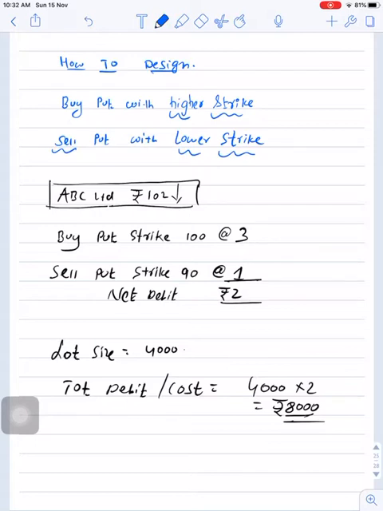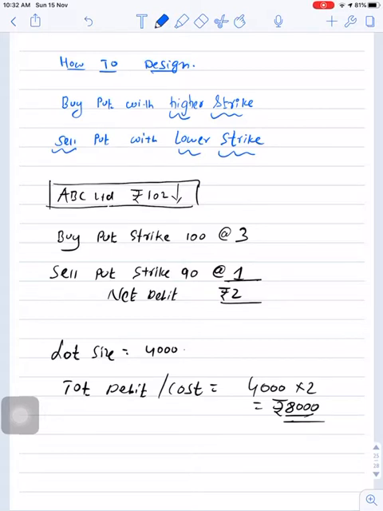Let's say ABC Limited is currently trading at rupees 102. Now as a trader, if you have a bearish view, when you are expecting the price will fall below 102, you can design bear put spread strategy. So you will buy a put option with strike 100 at rupees 3, and you will sell a put option, let's say strike 90 at rupees 1.